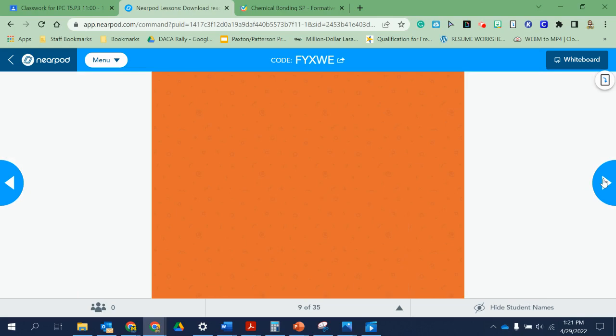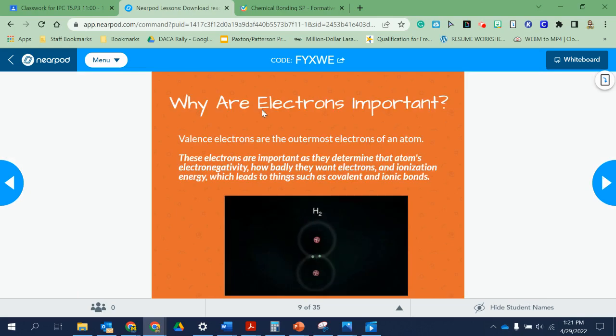Right. And so right here, these questions, we'll have questions on the formative. And so for right here, why are electrons important? This is one of the main topics that we're talking about, electrons, but especially valence electrons. Valence electrons, I mentioned earlier, are the outermost electrons of an atom, right? So the electrons on the outer shell are the valence electrons, and the outer shell itself is called a valence shell. These electrons are really important because they're the ones that are going to determine an atom's electronegativity.